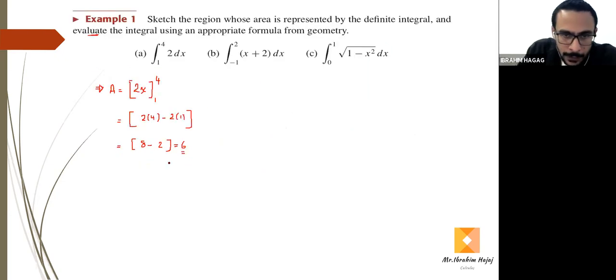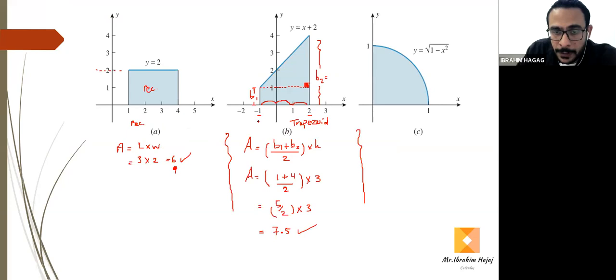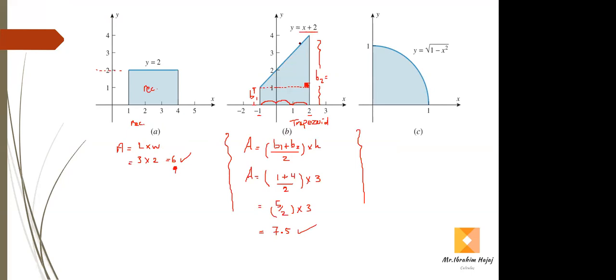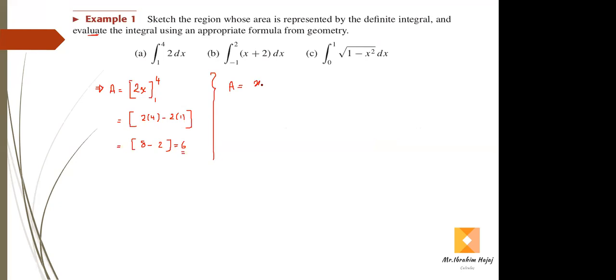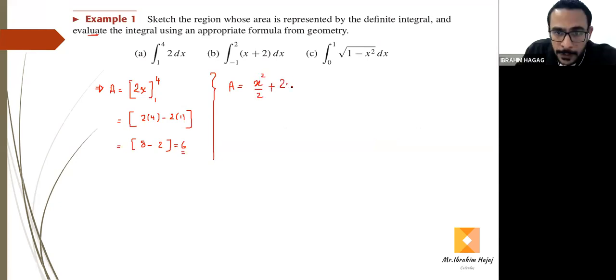Yes. Let's move back to the same question. The function drawn here in letter B is y equals x plus 2. Let's integrate x plus 2 to find the area under this line. The integral is x squared over 2 plus 2x, adding 1 to the exponent and dividing by the new exponent. Then take it from -1 to 2.